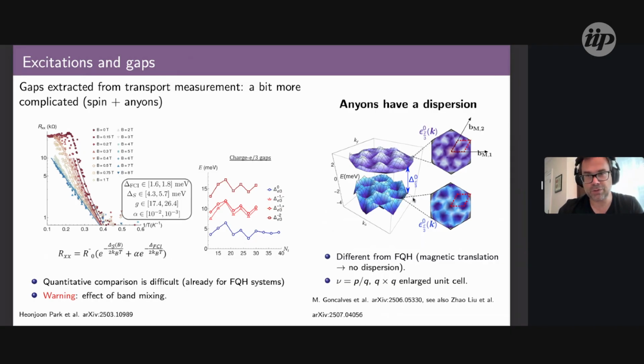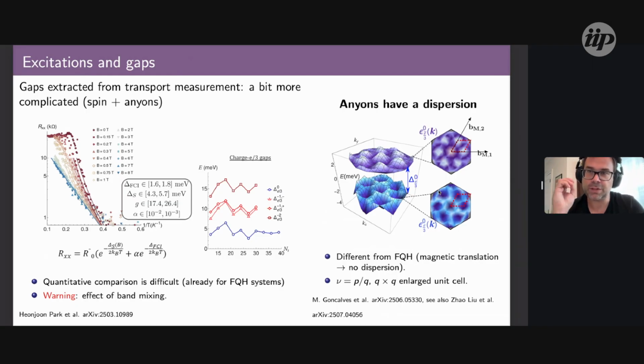But also something I would like to point out: the question of where the differences are between FCI and FQH. In FCIs, for example, the anyons can have dispersion. For the pure fractional quantum Hall effect, you can show by symmetry that the anyons are without any dispersion, but it's not the case here.